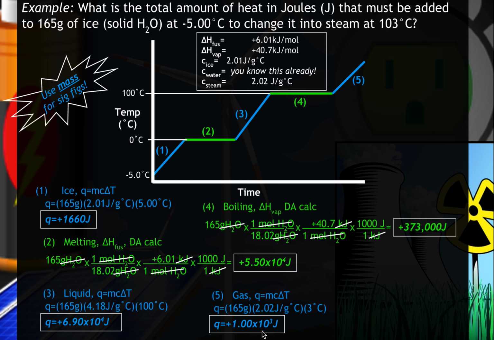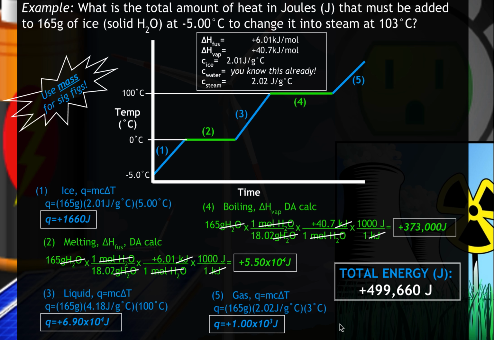Calculate this out. Now I've got all 5 parts: 1, 2, 3, 4, 5. Add them together, and that's the amount of energy it's going to take to move 165 grams of ice that's at -5 degrees Celsius, changing it into steam that's at a temperature of 103 degrees Celsius. A lot of little steps in this calculation, but you're doing the same thing over and over again. You're just looking at your line, inserting the correct calculation, and moving on to the next one.